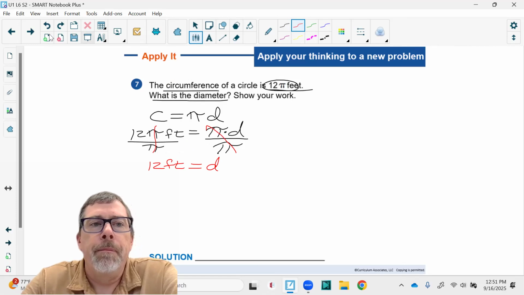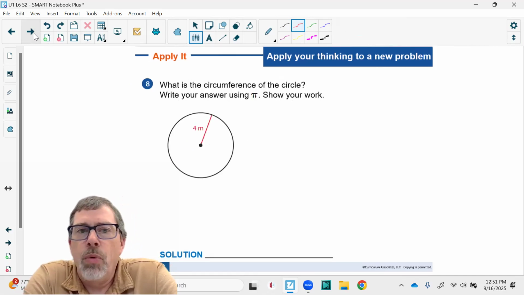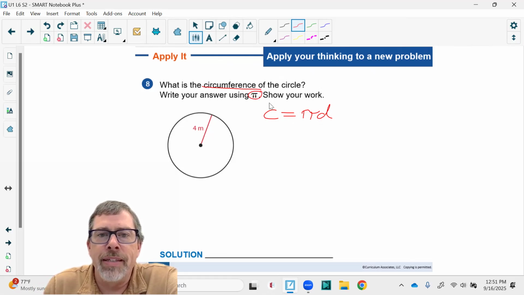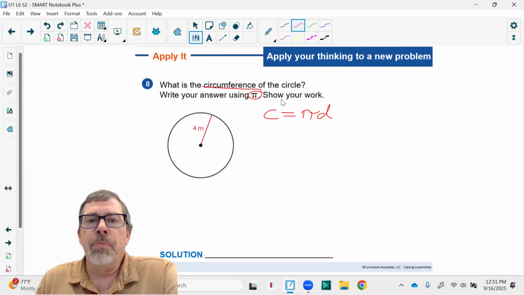Number 8. What is the circumference of this circle? So, see the word circumference? Write C equals pi d. Write your answer using pi. That's an approximation, so I can use the equal sign. I'm sorry, that's exact. My fault. That's exact. Approximations are 3.14 and 22/7. So it says, write your answer using pi, show your work.